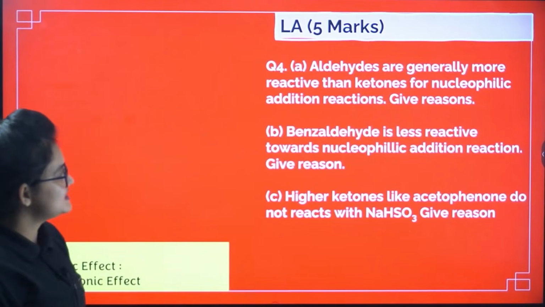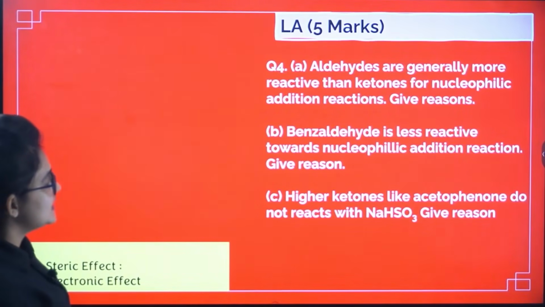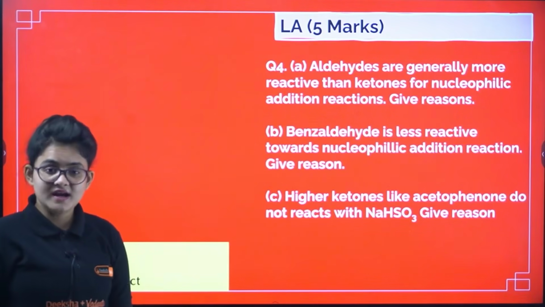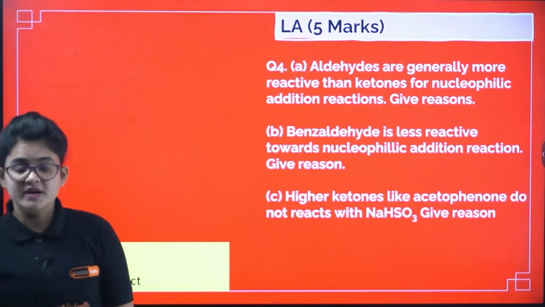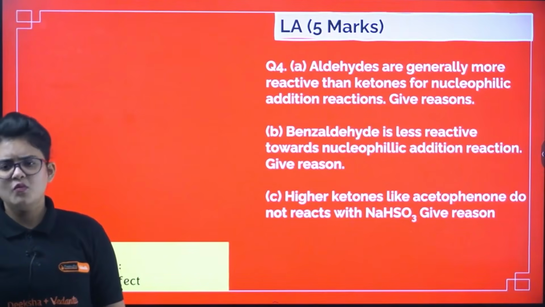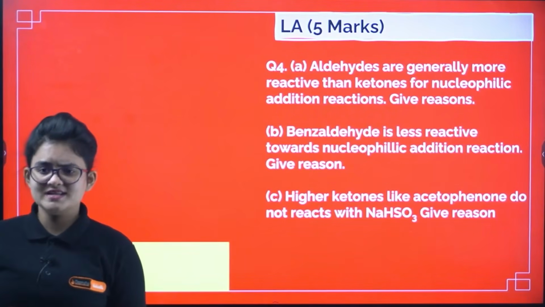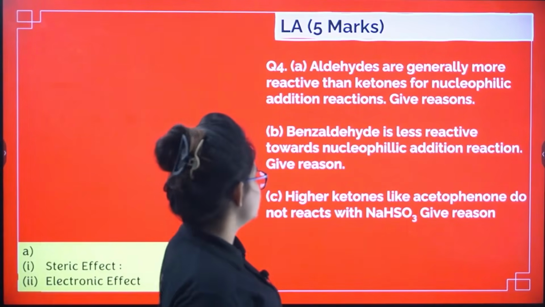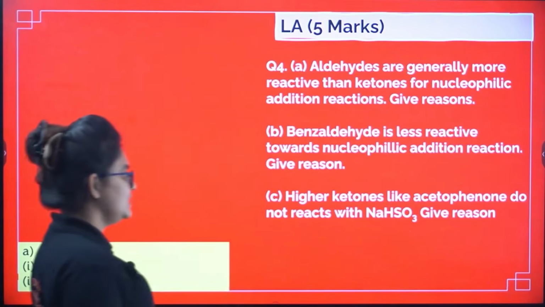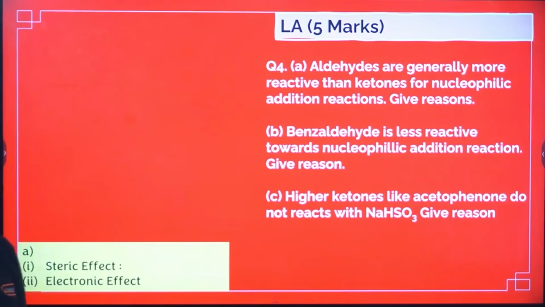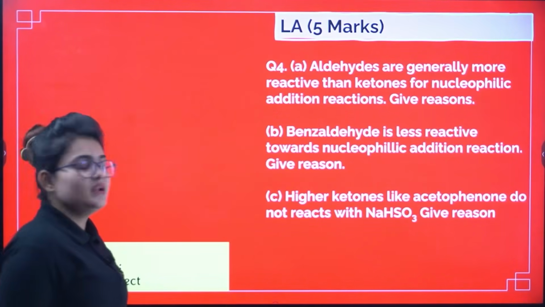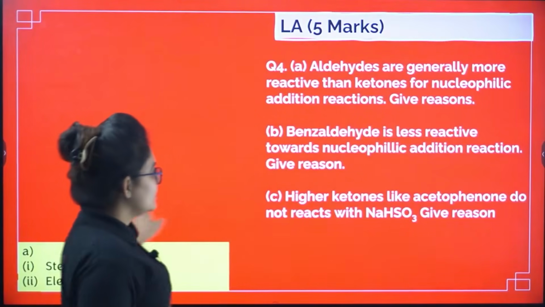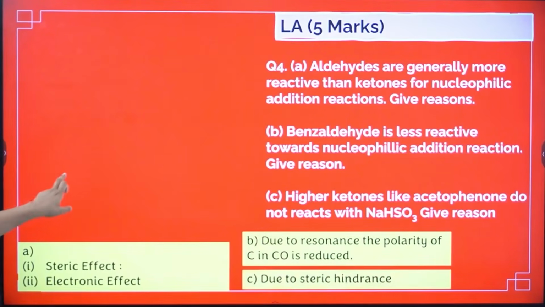Next, benzaldehyde is less reactive towards nucleophilic addition. Give reason. Because benzaldehyde has 1 benzene ring, that makes the carbonyl carbon comparatively less electropositive, so the nucleophile is less likely to attack there. That's why it is less reactive. Next, higher ketones like acetophenone do not react with NaHSO3. Give reason. Basically the steric effect will not make the attack feasible there. I guess it is clear.